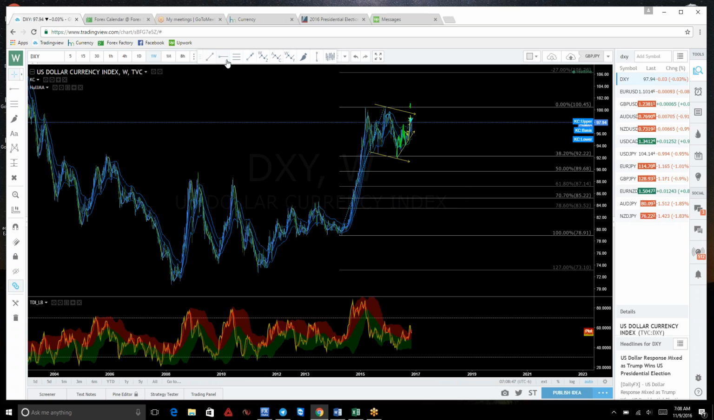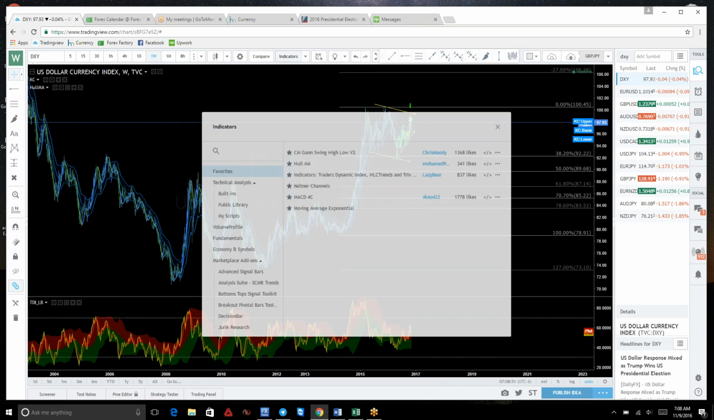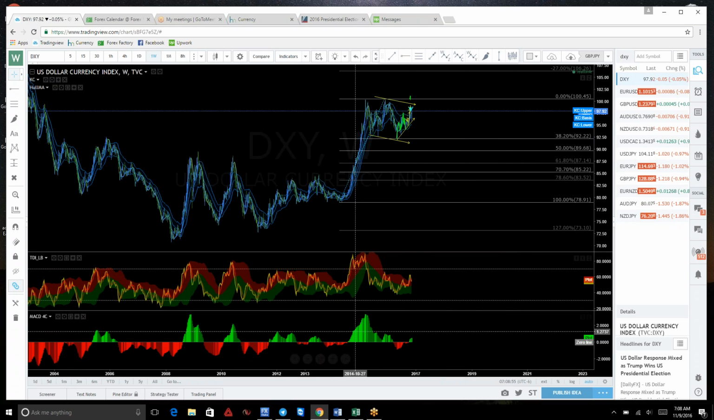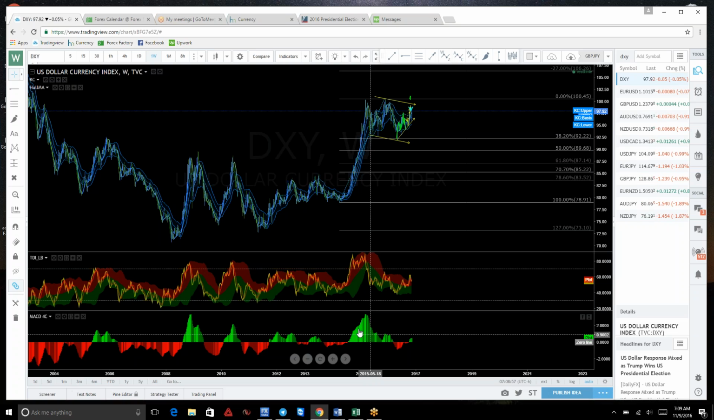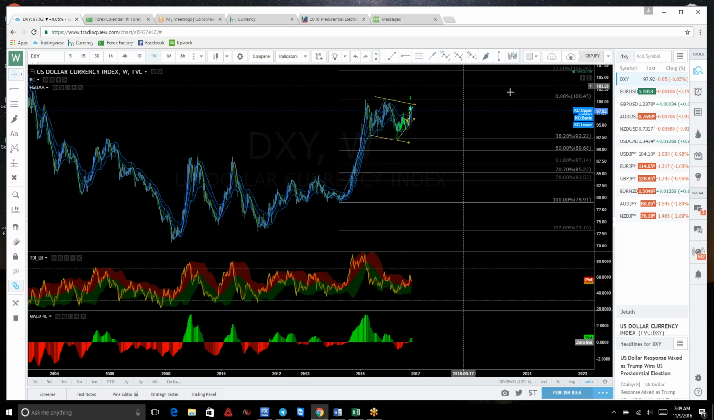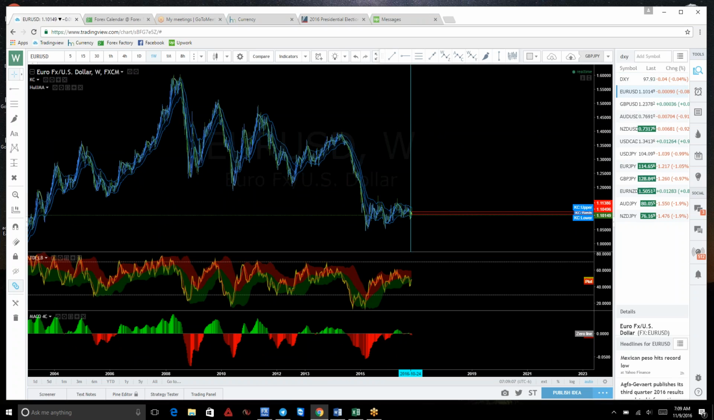Where's my MACD? So here's your impulse, the correction, and it's on the next impulse. So we'll see if that holds. If that is the case, your USD is going to continue short.